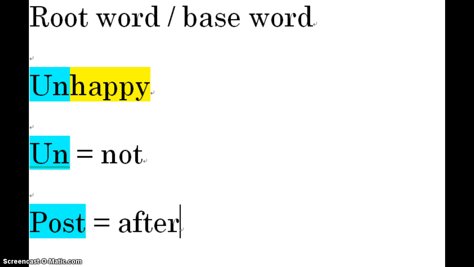So going back to the question for today's DLR activity, number 5. It says, write the root word or base word of illegal. What do you think is the answer? Please think and write it down on the line.